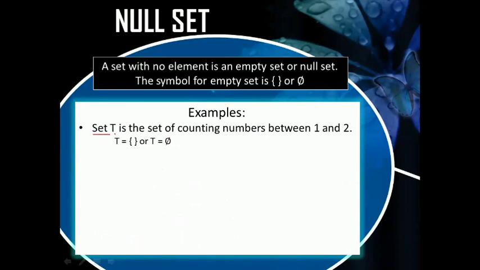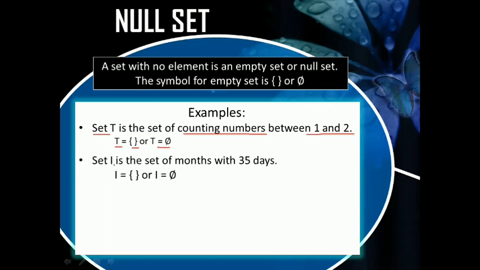Set T is the set of counting numbers between 1 and 2. So it is a null set because there is no counting number between 1 and 2. 1 and 2 are 2 consecutive counting numbers. So if there is a number between here, it is a decimal or a non-integral number. So that is why our set is a null set, an empty braces or using this symbol.